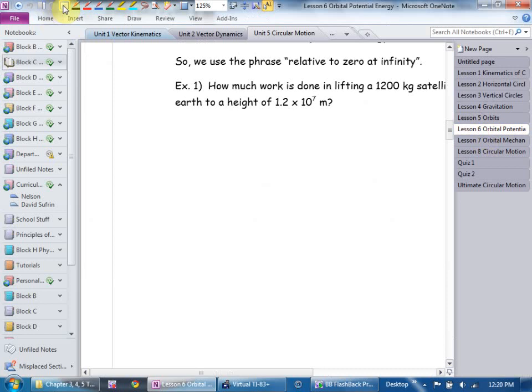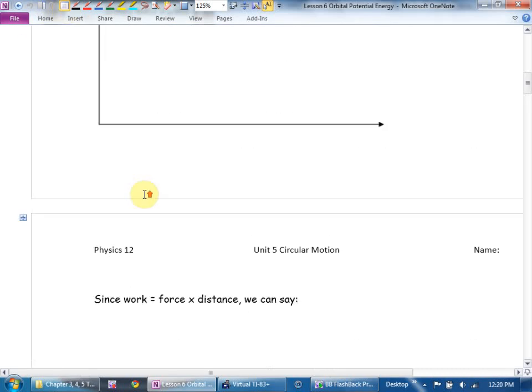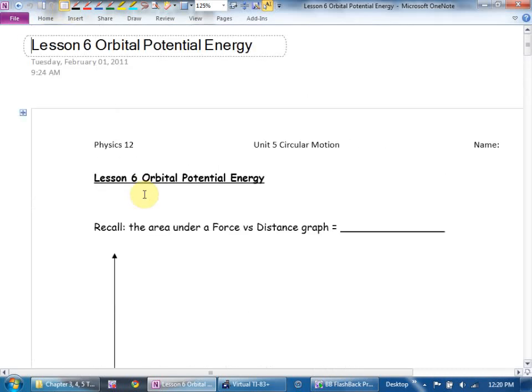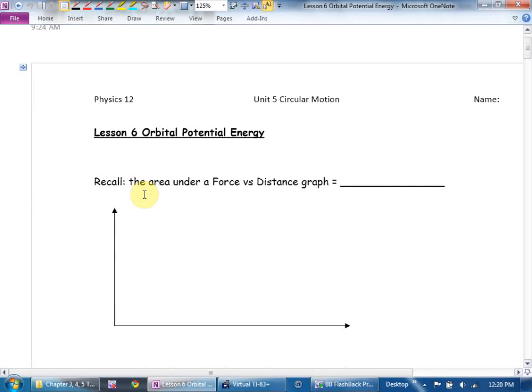This seems to be where kids start to get stuff mixed up a little bit. So, turn your brains on. Lesson 6. Orbital potential energy.